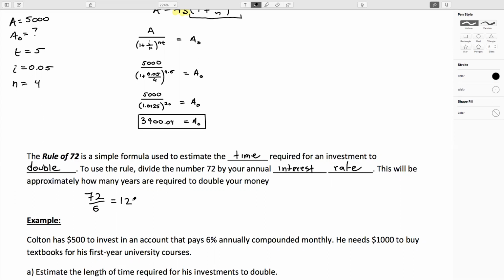Let's just change that slightly. Let's change that to 8%. 72 over 8 is 9. That means your money will double every 9 years. And that doesn't seem like a lot, but if you have 47 years, you want to double your money as many times as possible in that period. Because the last time you double is where you make the most money.